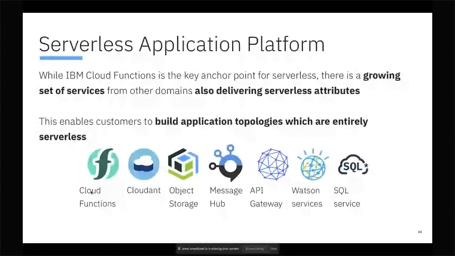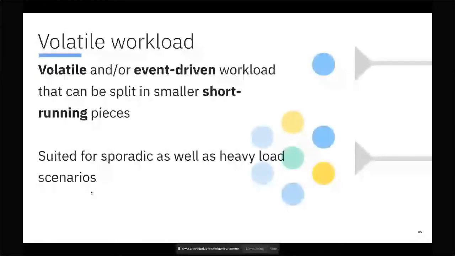In the serverless application platform, there's always a new addition. There are always new services coming in, and many more application topologies which are totally serverless. Like I mentioned initially, there are ways where you can have serverless storage, serverless databases, and many other things. So there is a lot of different support. Cloud Functions, for example, is a compute model. Cloud object storage is something for storage, and so on. Volatile or event-driven workloads that we've been talking about can be split into really short-running pieces. And when you have sporadic requests coming in, as well as heavy load scenarios, it's very easy for the functions to handle it if you orchestrate your functions in that way.